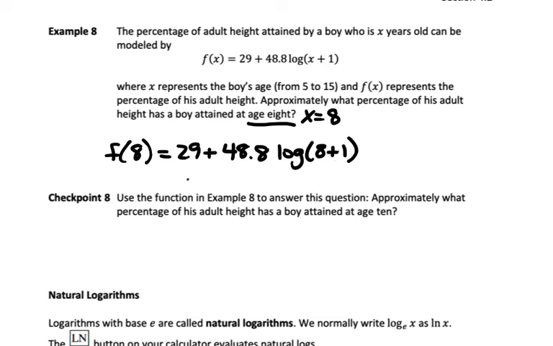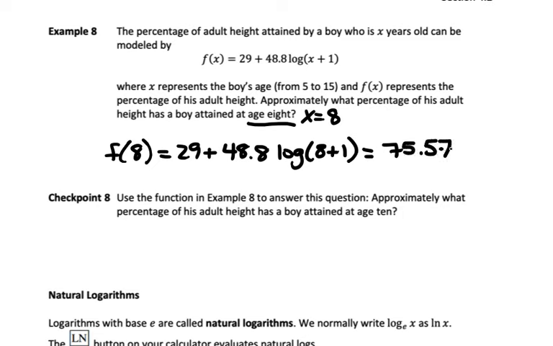Now, if you're doing this on a calculator where you can type everything in all at once, then you should do that. You would want to put parentheses around this 8 plus 1, just like there is in the problem up here. Or you can just type 9. You can do that in your head pretty confidently. If you're not using a calculator where you can type it in all at once, you would do log of 9 first on your calculator, multiply the answer by 48.8, and then add 29. Make sure that you do the correct order of operations. And if you do that correctly, you should get an answer of 75.57.